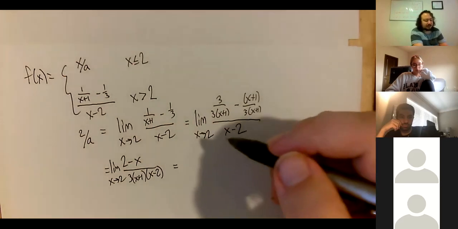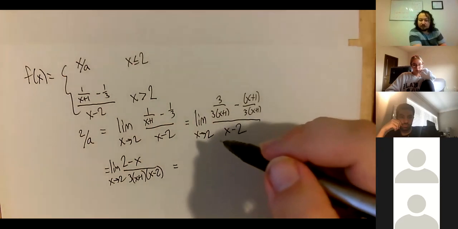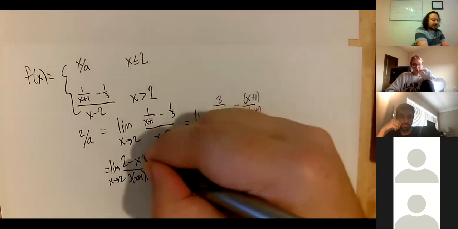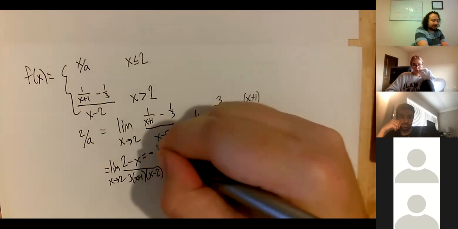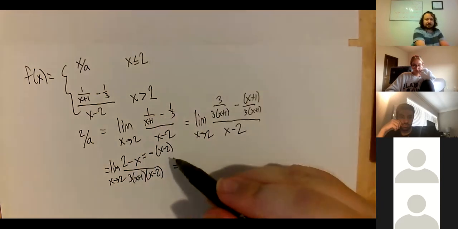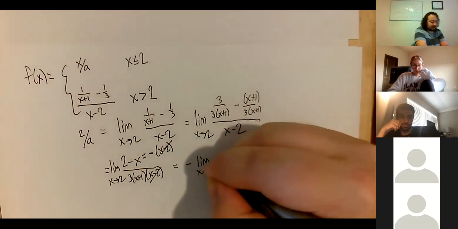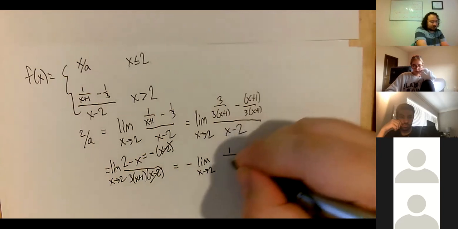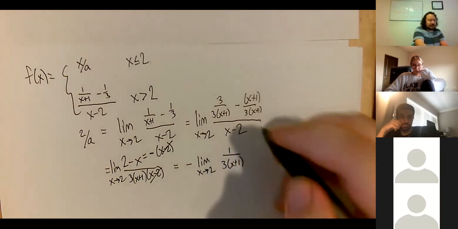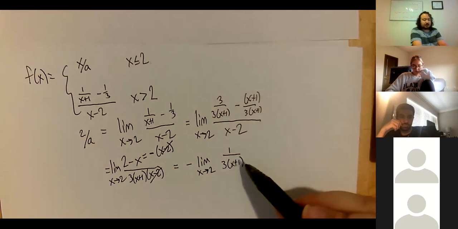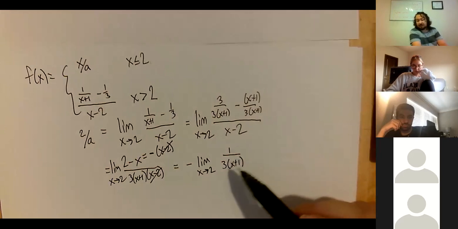What can end up canceling here? What things look kind of similar? The x minus 2 and the 2 minus x, absolutely. So 2 minus x is actually the same thing as negative x minus 2. So this and that will cancel, and we end up with a negative sign from it. And so we have negative 1 over 3 times x plus 1. And now that's good news because there's no more x minus 2 to worry about down there.